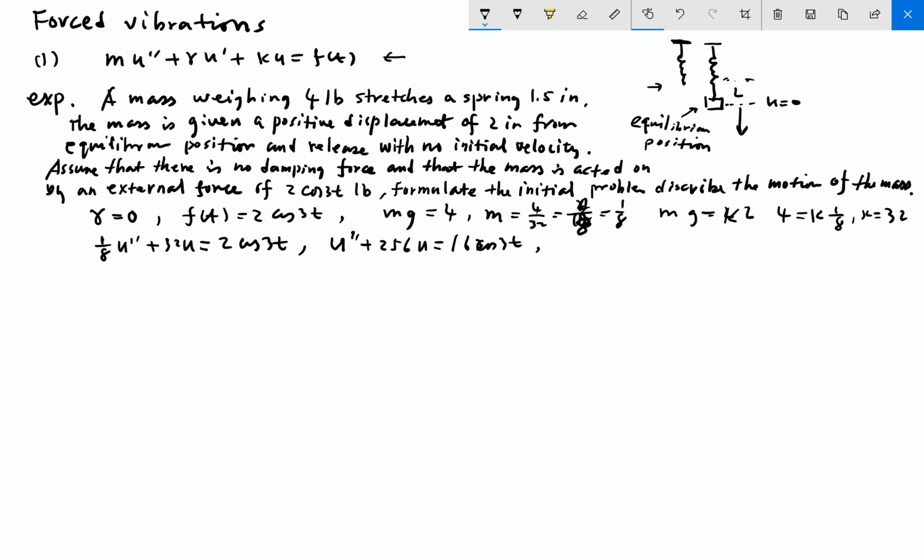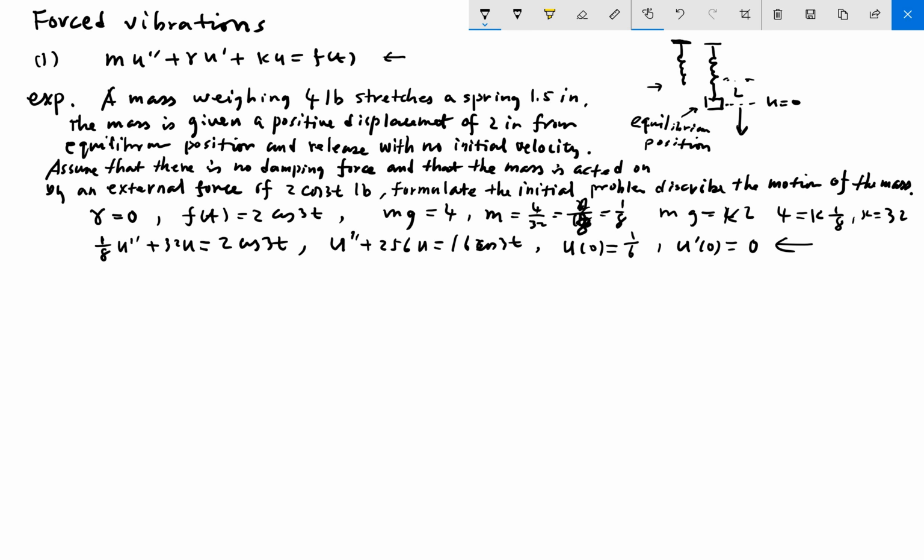We want to solve that. Also, we need to find the initial conditions. At t equal to 0, they told us positive displacement, which is 2 inches, which is 1/6 foot. And they told us there's no initial velocity, which means your initial velocity is 0. So now we set up our initial value problem completely.